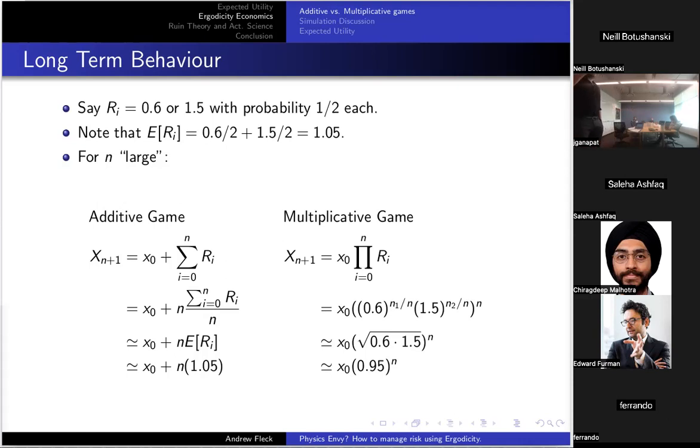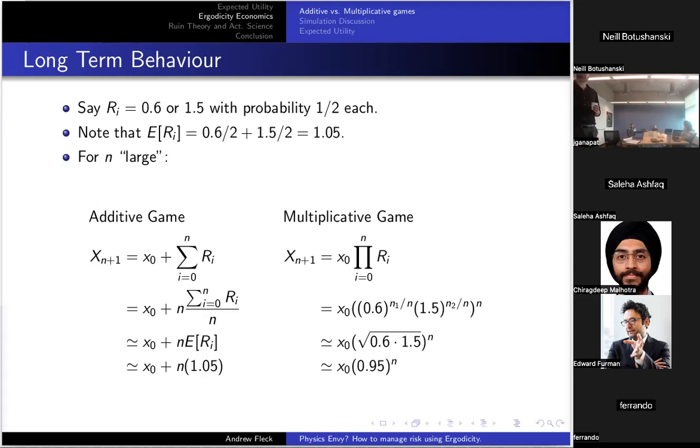In the additive game, what we can do is simply look at the sum of our wealth over long periods of time. If we choose a very large n, we can just take the expected value. We'll just have n times the expected value, right? So our long-term wealth will just be x naught plus n times 1.05, okay? So we have a linearly growing wealth in our long-term view, right? So this makes sense. It's additive, it grows linearly.